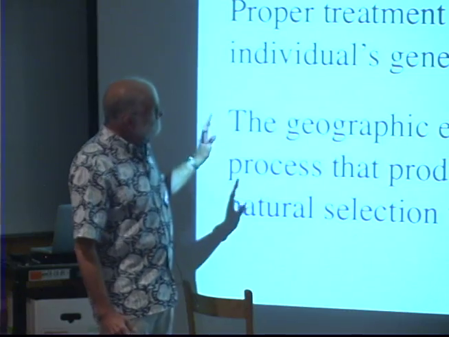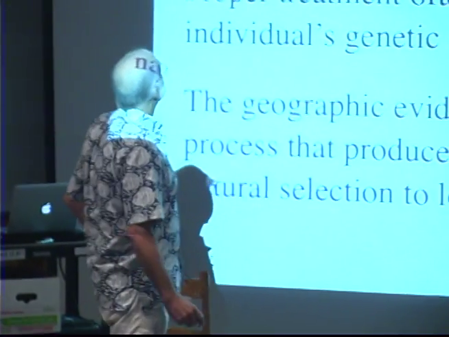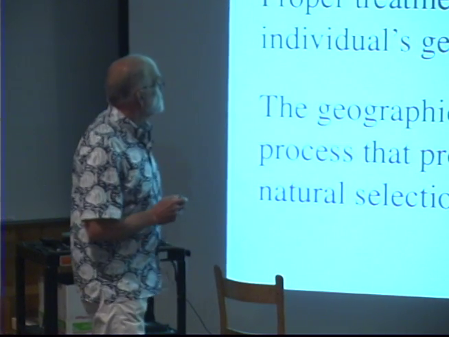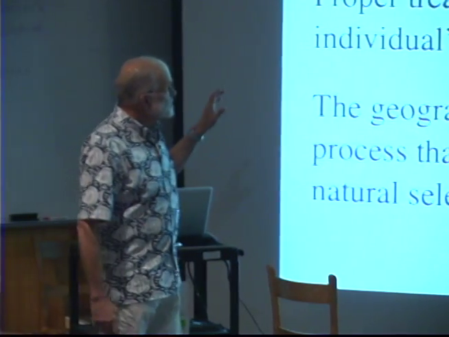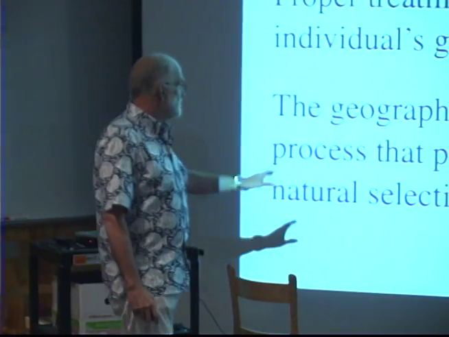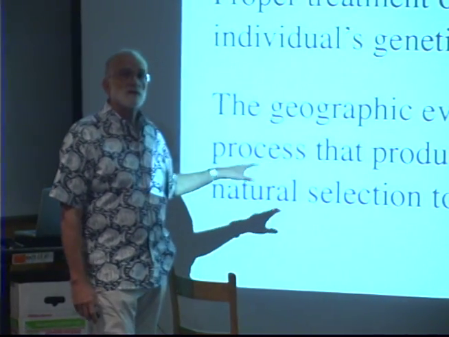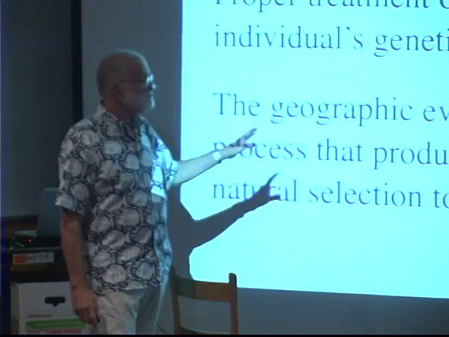So, comments on individual medicine. Individual genetic variation has important effects on treatment efficacy. Proper treatment, really precise treatment, would require determination of each individual's genetic state. Geographic evidence suggests the evolutionary process that produced this variation probably involved natural selection to local conditions, plus drift, I should say.